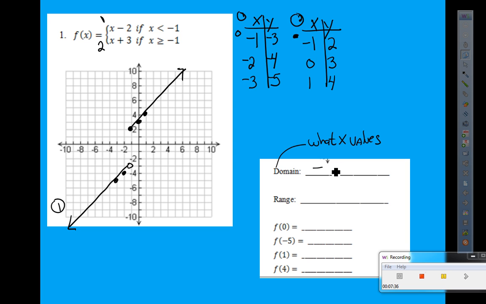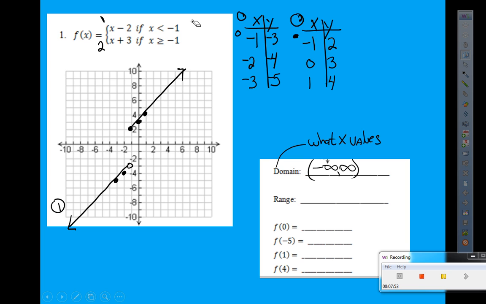My domain is going to be any number that I want to work with. So my domain is -infinity to infinity. If you look back up here, we're using every number. We got all the numbers less than -1 and all the numbers greater than -1. So we got them all.